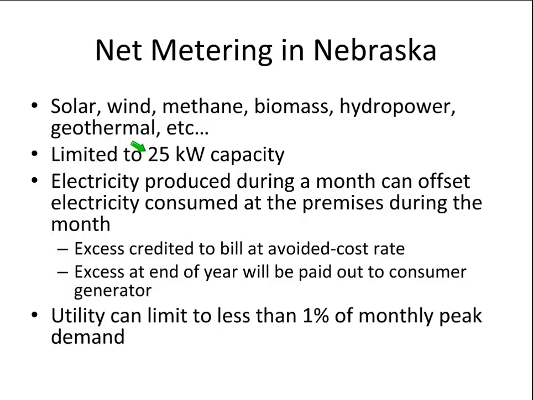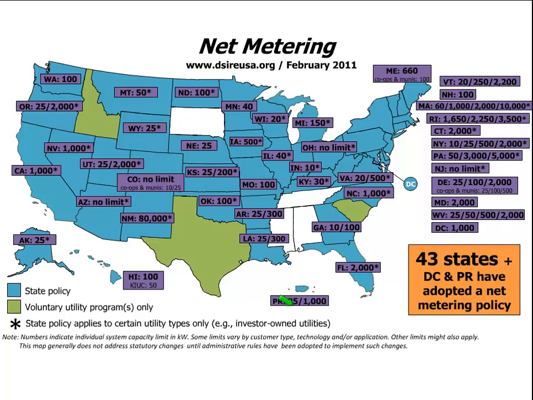Electricity produced during the month can offset electricity consumed on the premises during that month. So excess credit to the bill at avoided cost during the month. Excess at the end of the year is paid out to the customer. We basically, at the end of every month, we stop, but then at the end of the year, if we produced excess, they'll pay. And then there are some limits. The utilities, if there gets to be a lot of wind turbines in a particular utility, they don't have to do net metering if over 1% of their monthly peak is reached. That's not likely going to happen, but is in that law.